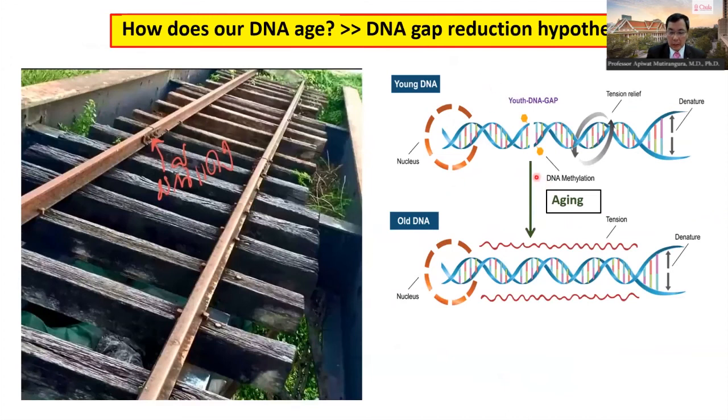In conclusion, DNA gap functions like the gap of the railway track. You know that in a railway track you have to have a gap so that when the temperature of the environment increases, the gap will prevent the torsion of the railway track. The same thing will happen to DNA gap. Here DNA gap prevents torsion of DNA, particularly in the youth, but in old age, the DNA gap is reduced so that the tension of DNA increases and aging occurs.